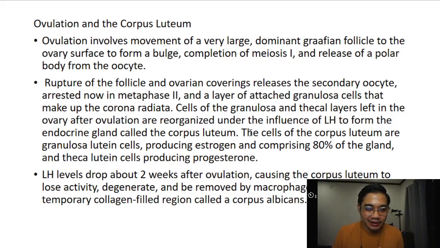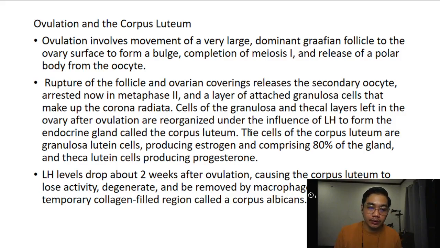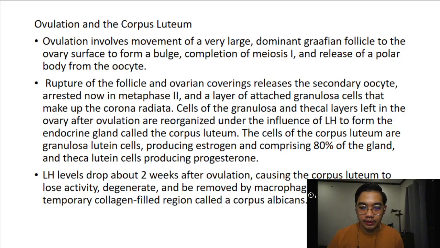So they combine, with granulosa lutein cells producing estrogen and comprising 80% of the gland, and theca lutein cells producing progesterone. They are what remains of the follicle. So theca lutein produces progesterone, granulosa lutein produces estrogen. This is in the corpus luteum. Next, LH levels drop about 2 weeks after ovulation, causing the corpus luteum to lose activity, degenerate, and be removed by macrophages. So it's just a scar, the corpus albicans.